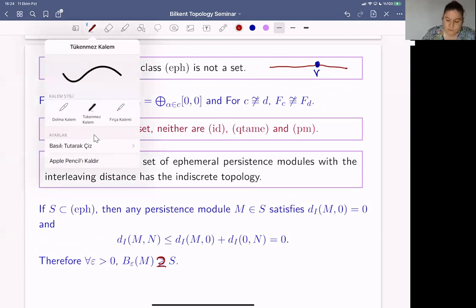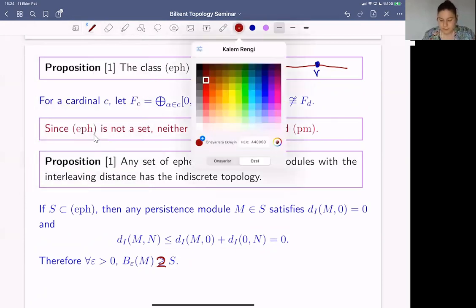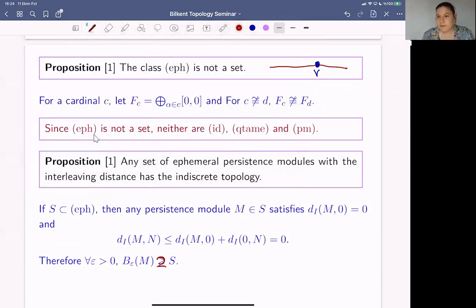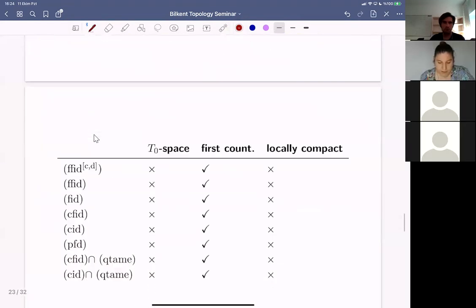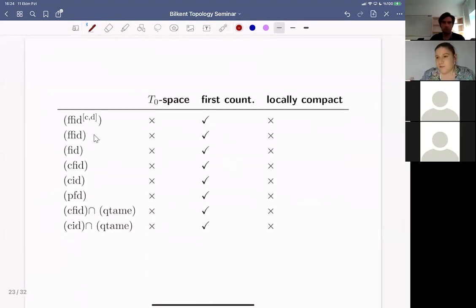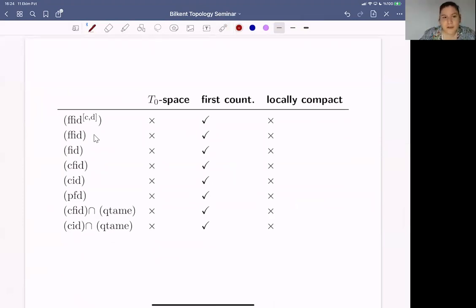So the class of ephemeral persistence modules is not a set, but we can consider some subsets. In that case, nothing is interesting because we get the indiscrete topology. At this point, we know the sets, and we can impose the interleaving distance, which is a pseudometric. We know that open balls generate a topology. And what about the topological structures of these sets?